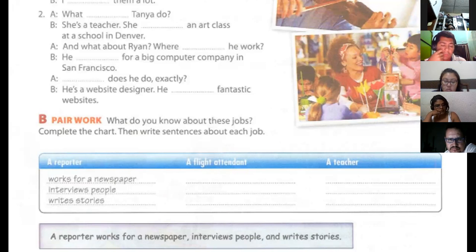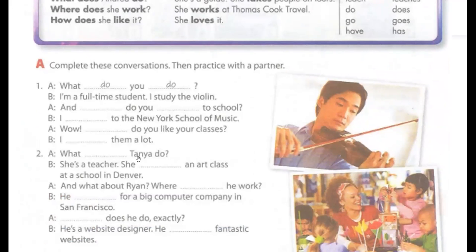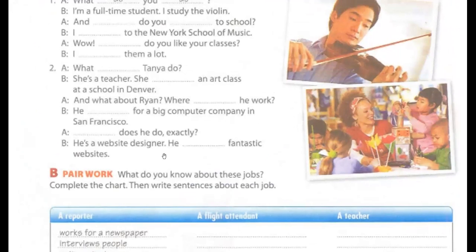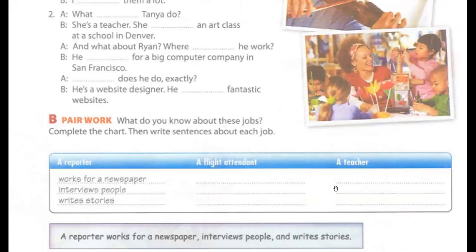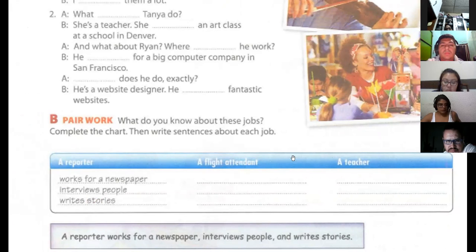All right? So, fill in the blanks. Completamos. We fill in the blanks with this. All right? With the verbs and everything, you practice. Completamos. Practicamos. You know, you complete, you practice. And then part B, you think what a flight attendant does and what a teacher does. Y lo compartimos, ¿verdad? Así, you know, directamente. So a reporter works for a newspaper, interviews people, and writes a story. A flight attendant travels around the world, helps people, and speaks many languages, you can say. Eso se me ocurre, right?